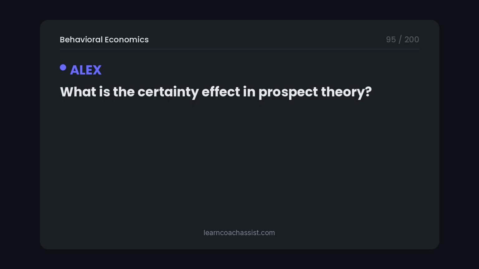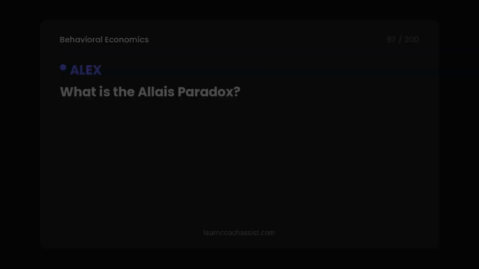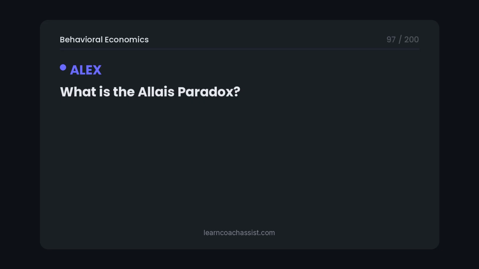What is the certainty effect in prospect theory? People disproportionately prefer outcomes that are certain over those that are merely probable, even when the expected value of the probable outcome is higher. What is the Allais paradox?